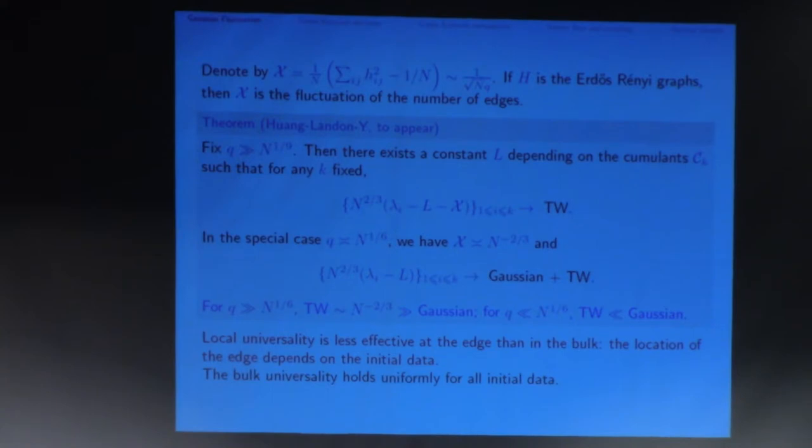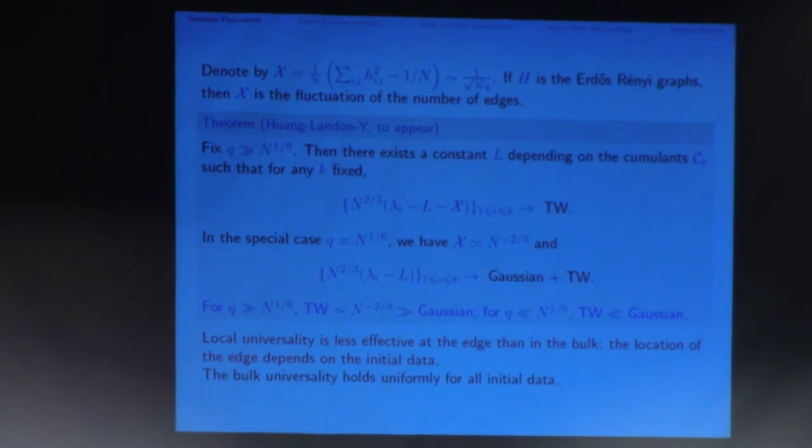So what it means is that at the point q equals n to the 1/6, yes, n to the 1/6, the edge eigenvalue distribution is a summation of Tracy-Widom plus a Gaussian chi. And you can check that for q bigger than n to the 1/6, the Tracy-Widom wins over the Gaussian, and for q below that, the Gaussian wins over the Tracy-Widom.